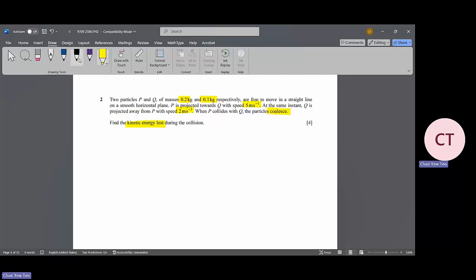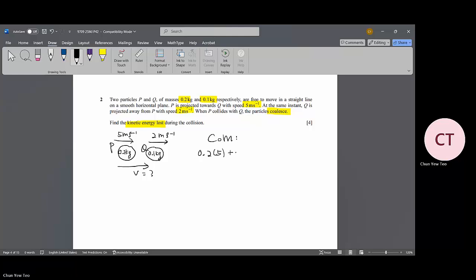Okay, so over here, maybe we can draw a diagram. This is 0.2 kg for the particle P, 0.1 kg for the particle Q, and they are moving in the same direction. P is moving with a speed of 5 meters per second, and Q is moving with 2 meters per second. Then after that they coalesce. Coalesce means they share the same speed. So we just use the conservation of momentum. So we will have mP uP plus mQ uQ equals mP plus mQ times V. Just press the calculator, you will get 4 meters per second.